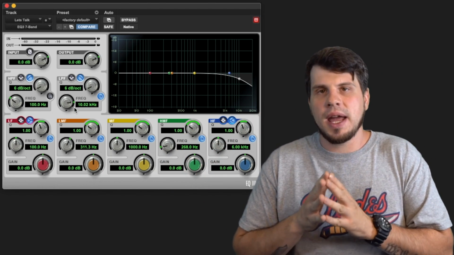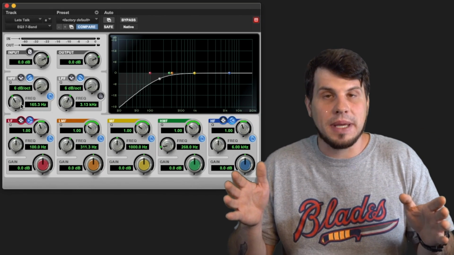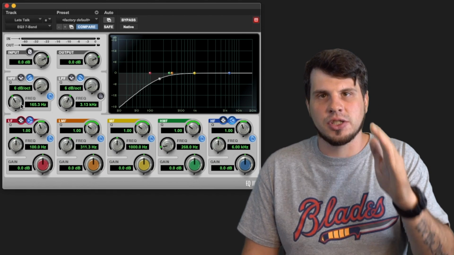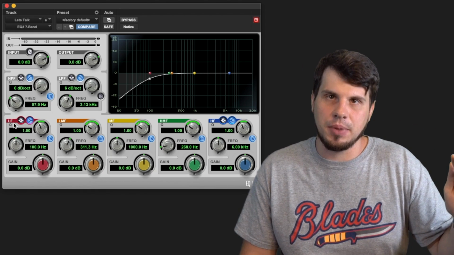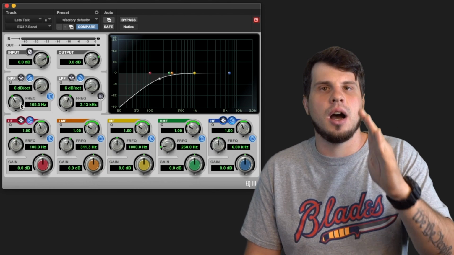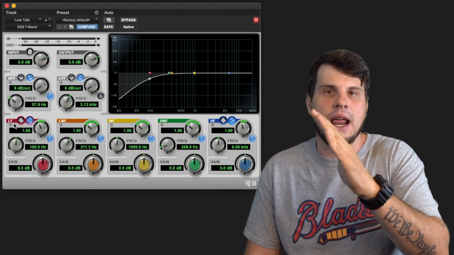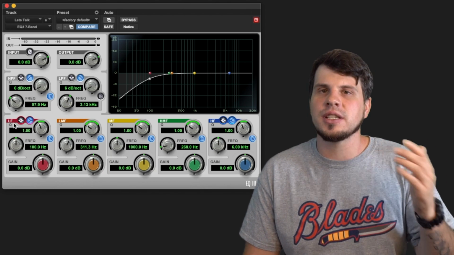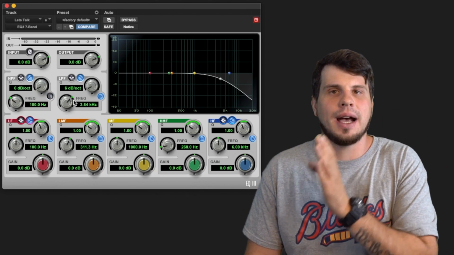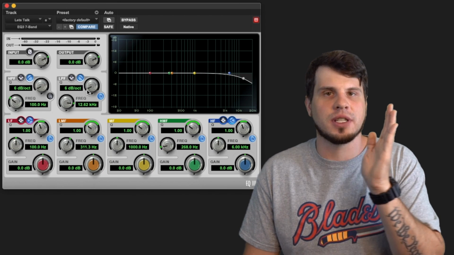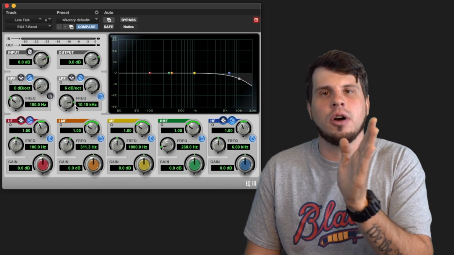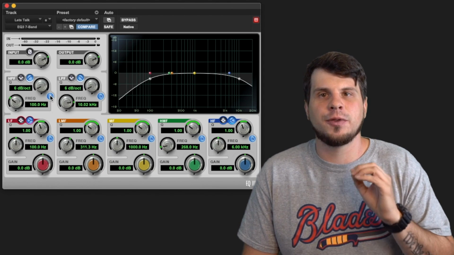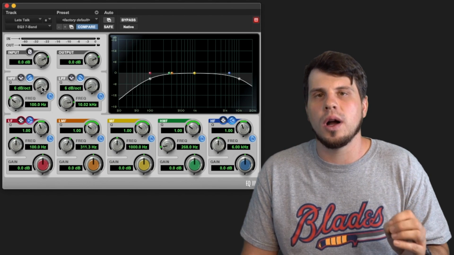So a high-pass filter, also known as an HPF, is going to roll off the low end of a certain frequency and everything below it. For example, in this case, we're starting at 100 hertz, and we're rolling everything off below that. A low-pass filter is going to do the exact same thing, except for the higher frequency range. So it's going to start at a certain frequency and roll off everything above that. These are great EQ curves for completely eliminating unwanted frequencies.